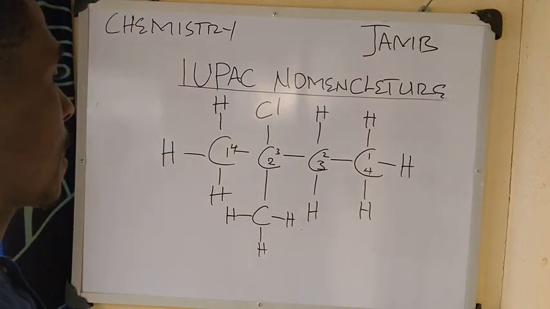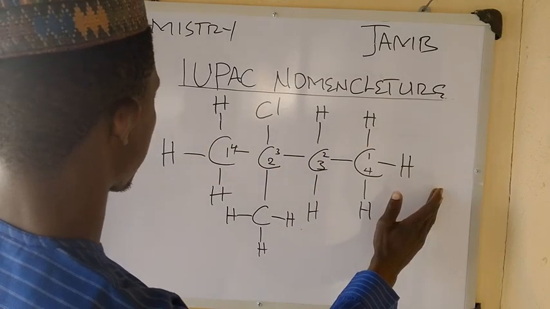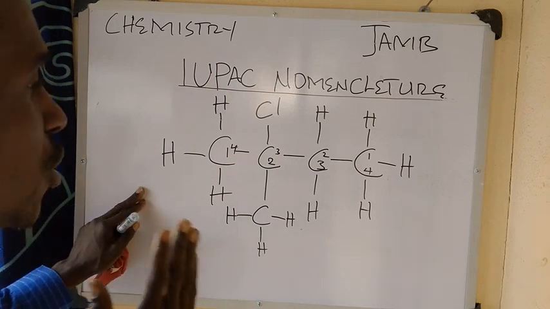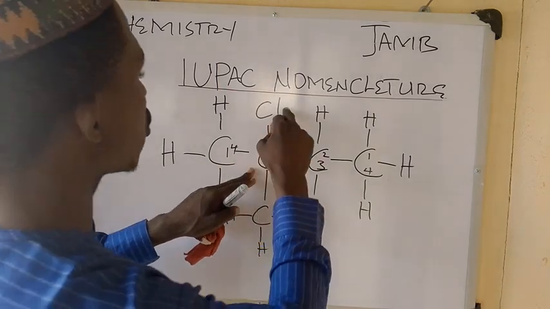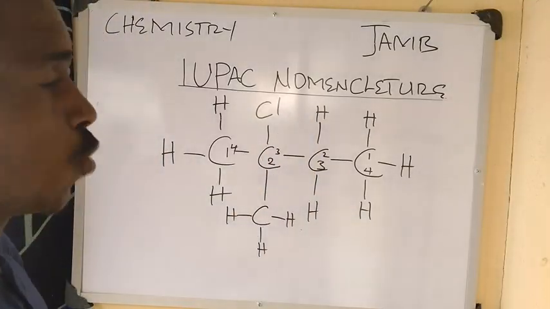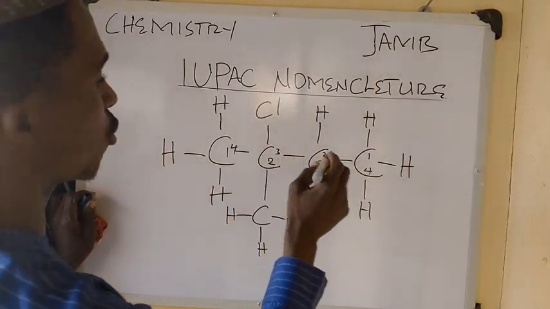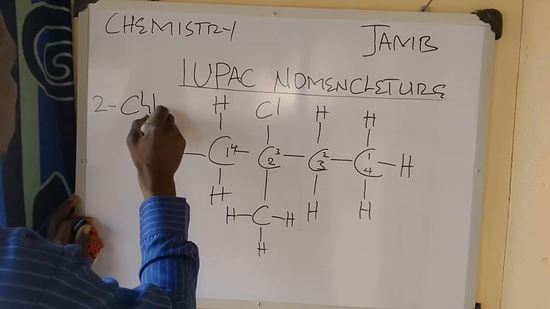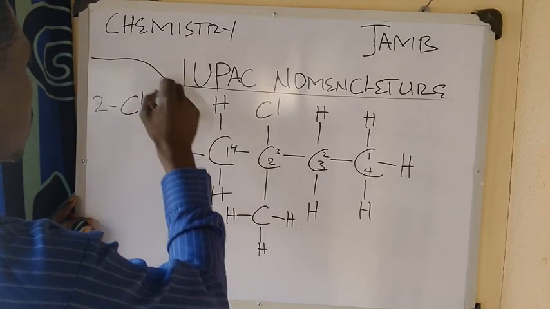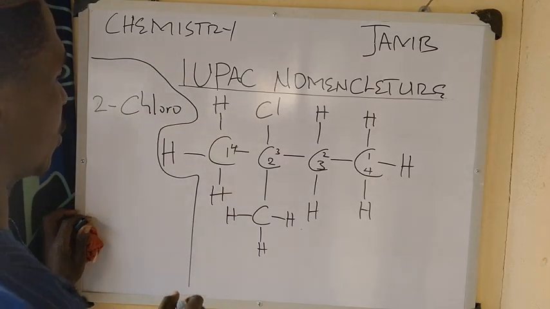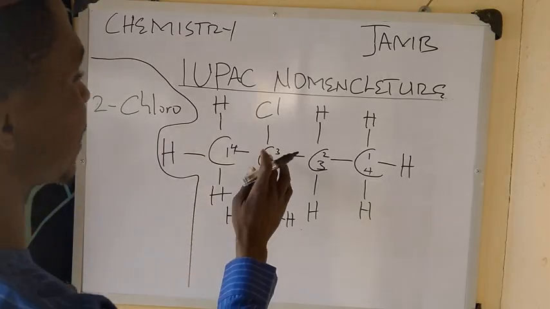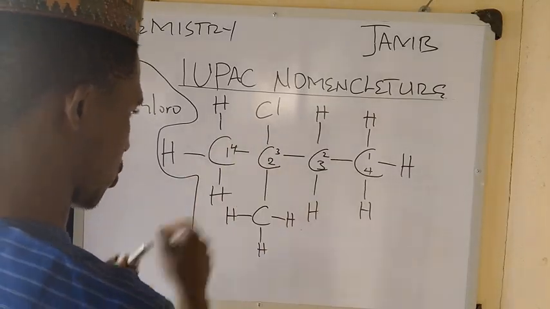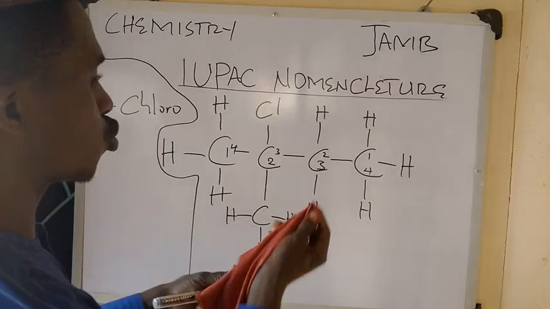So if I want to go from this side to here, at carbon number 1 is a normal bonding. I don't have any substituents. At carbon number 2, I have chloro. So you name it as 2 chloro. You get that? You name it as 2 chloro. So that is carbon number 2. I have chloro. This is carbon number 1. This is carbon number 2. I have 2 chloro.